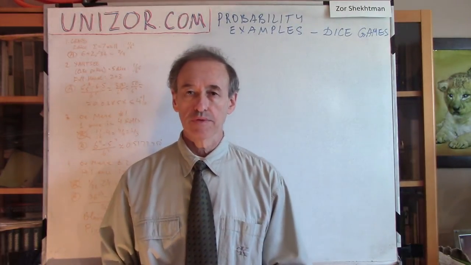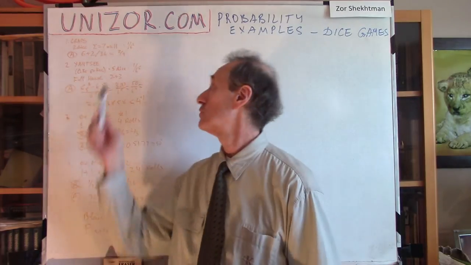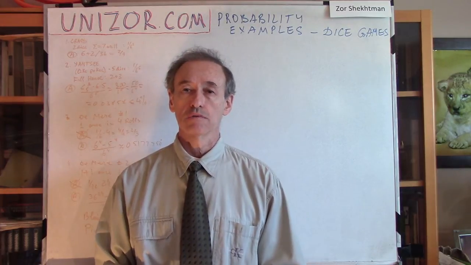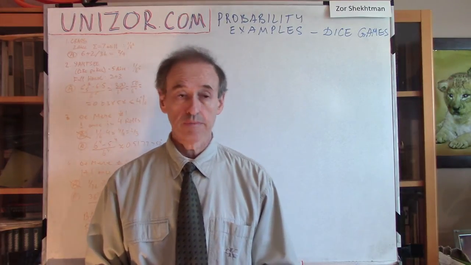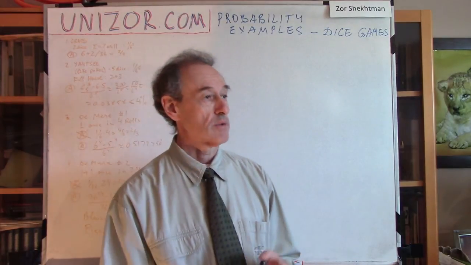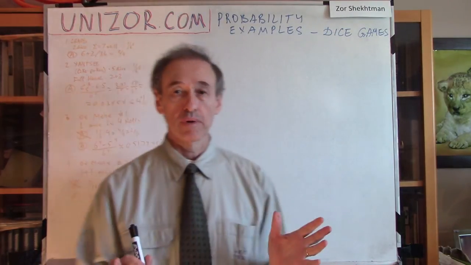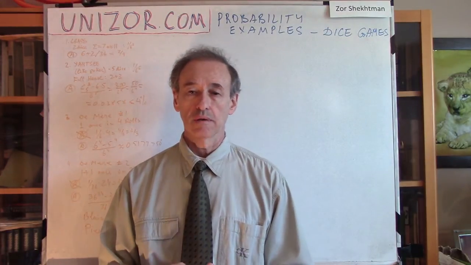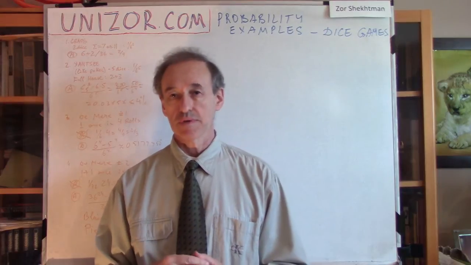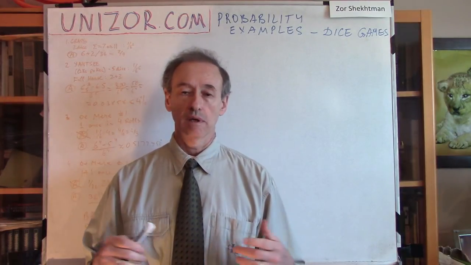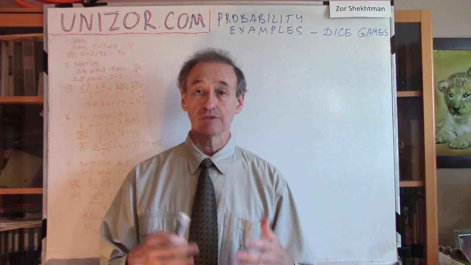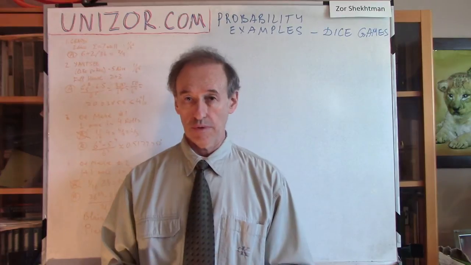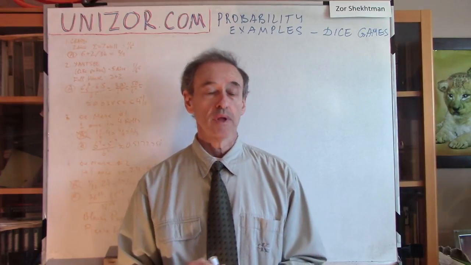This lecture is part of the advanced mathematics course presented on unizor.com, and it belongs to a section about theory of probabilities. Now, this is basically a very simple lecture in which I would like to exemplify a couple of concepts of theory of probabilities and to introduce you into a state of mind which anybody who solves problems related to theory of probabilities should actually be in.